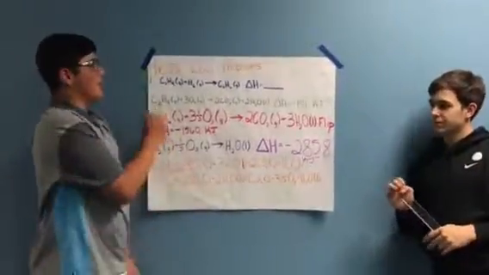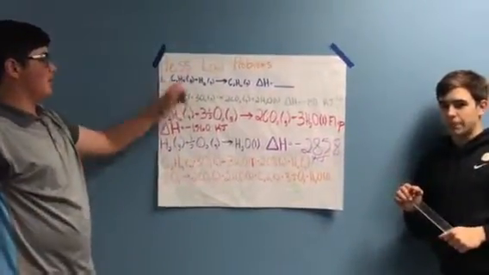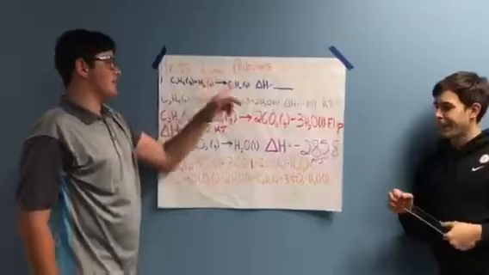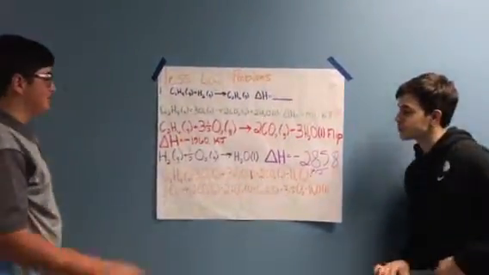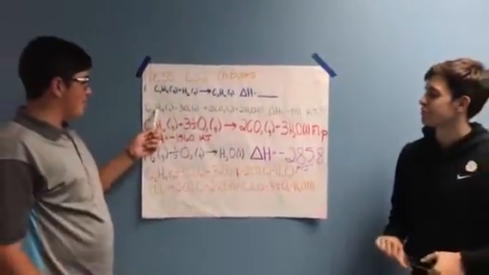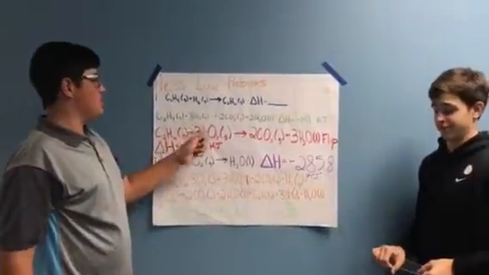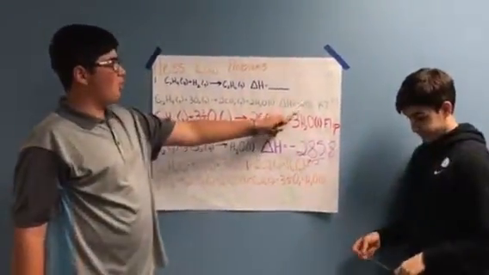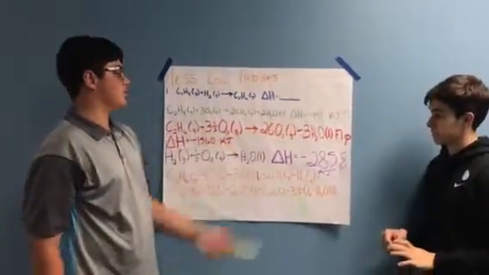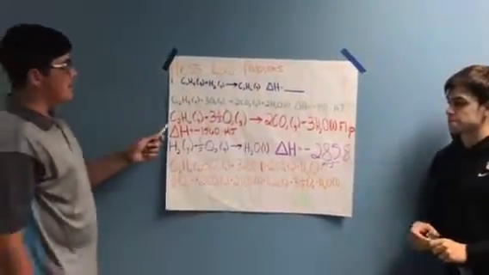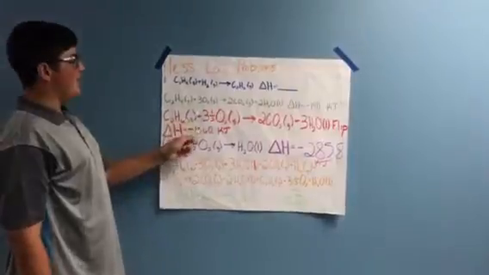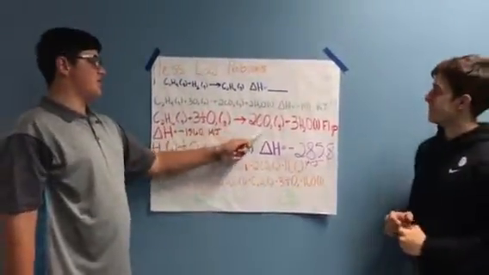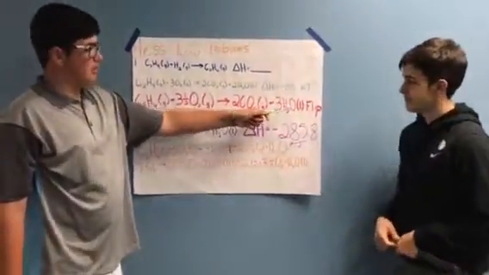Alright, so our Hess's Law problem was C2H4 plus H2 gives you C2H6, and we're trying to find the delta H. Our first equation was C2H4 plus 3O2 yields 2CO2 and 2H2O, and the delta H was negative 1,411 kilojoules. Next, our equation was C2H6 plus 3.5O2 yields 2CO2 and 3H2O.